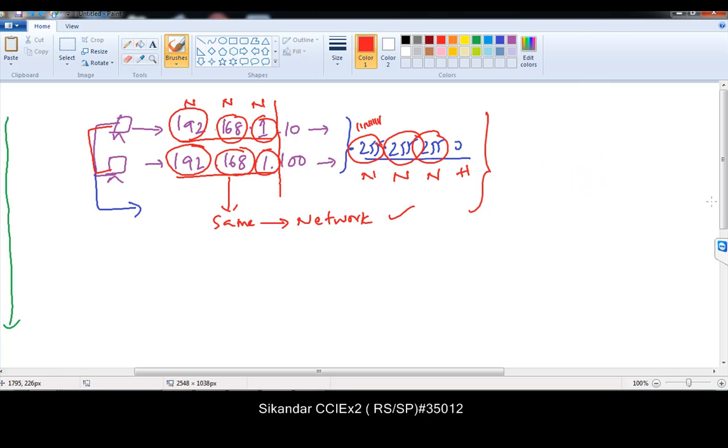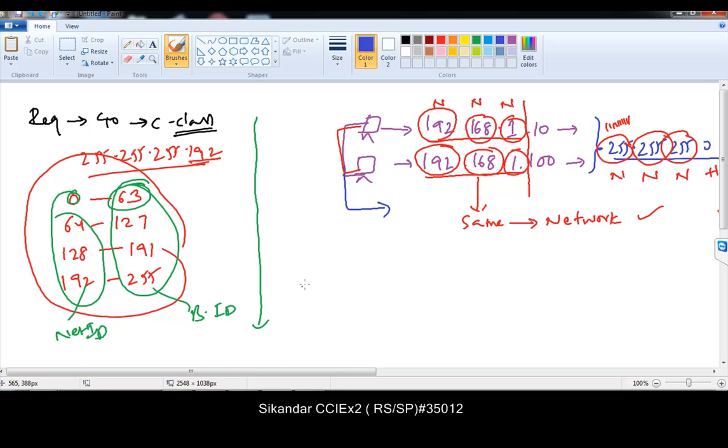Now let's try to understand a similar example by using the concept of subnetting, and how it varies. I'm going to take the same two devices. 192.168.1.10 is the IP address of one device, and the other device has the IP address of 192.168.1.100.